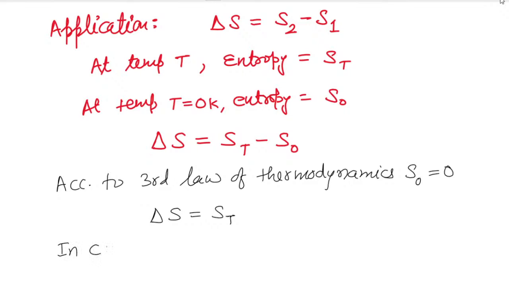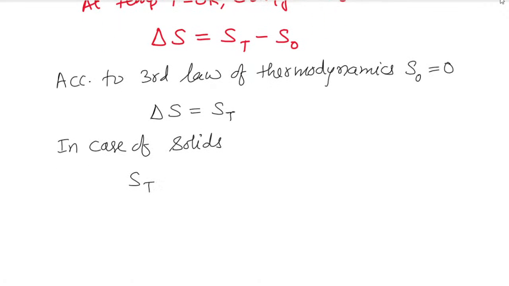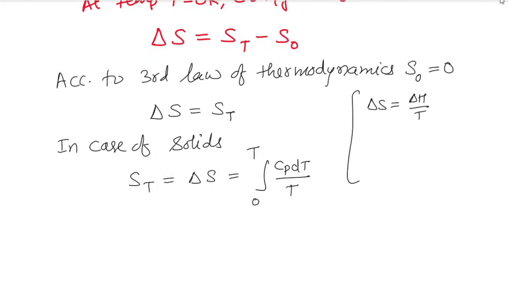So in case of solids, S_T equals delta S, and that is equal to the integral over temperature from 0 to T of Cp dT. How does this Cp dT come? You know delta S is equal to delta H over T. It is final minus initial. Finally the temperature is T Kelvin and initially the temperature is 0 Kelvin.